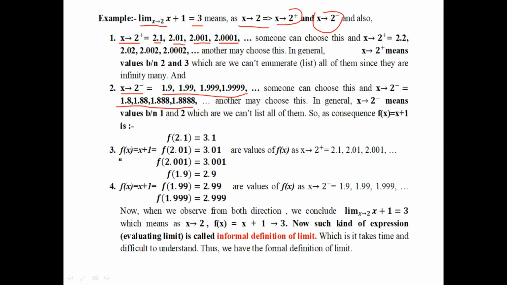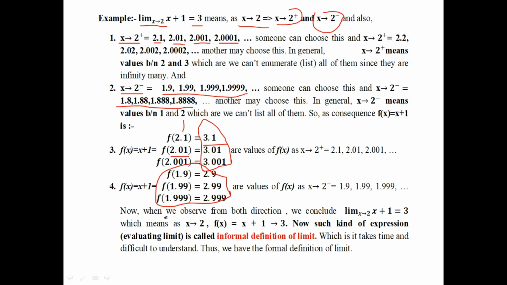Since the given function is x plus 1, when we substitute values from the right, f of x at 2.1, when we substitute 2.1 instead of x, plus 1, gives 3.1. When you substitute 2.01, 3.01, and so on. These are the values of the function when x approaches from the right. The same is true from the left; the given function approaches these values as x approaches from the left.